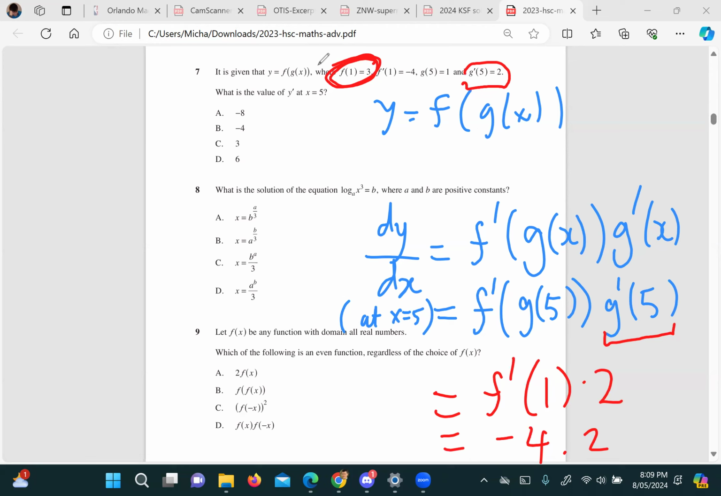I guess you could sub x equals 5 in too early, but then how would you differentiate that? It would just be 0.